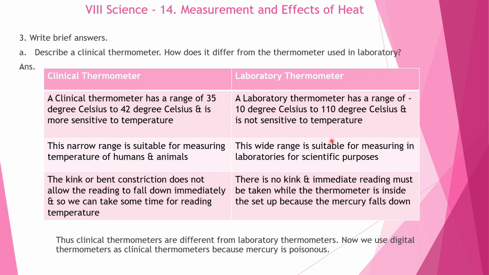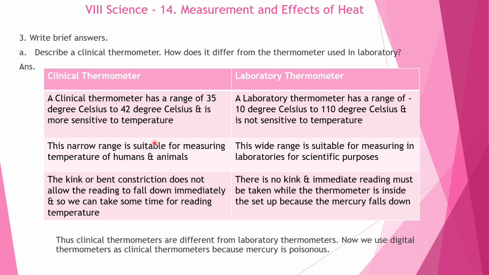It will immediately change its temperature. This narrow range is suitable for measuring temperature of humans and animals. This wide range is suitable for measuring in laboratories for scientific purposes. This is a wide range, children. Minus 10 to 110. It is a huge range. But this is just 35 to 42 degrees, children.